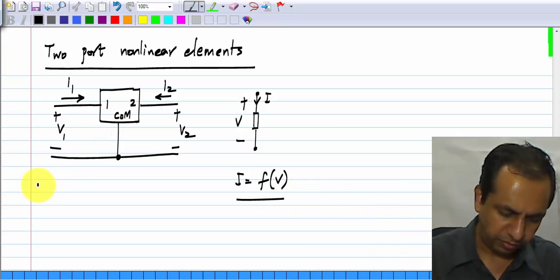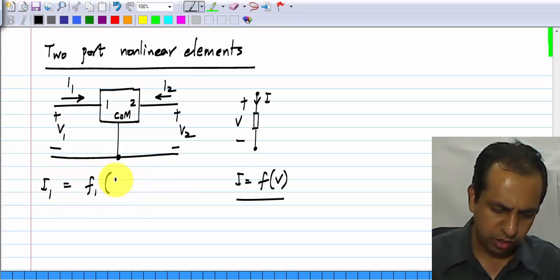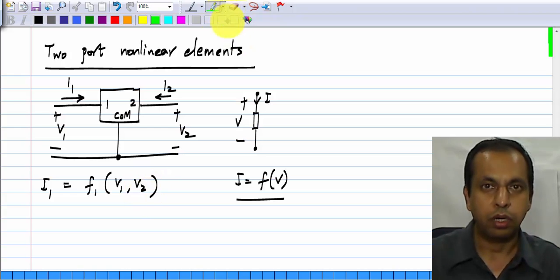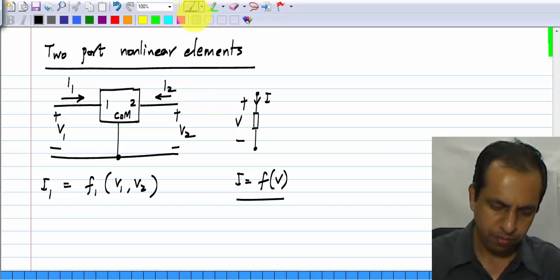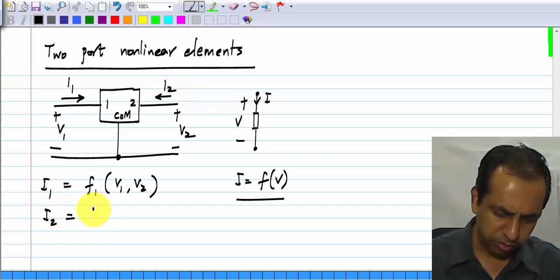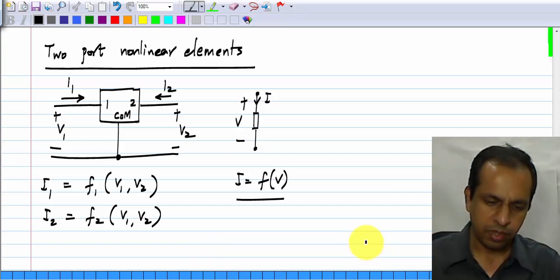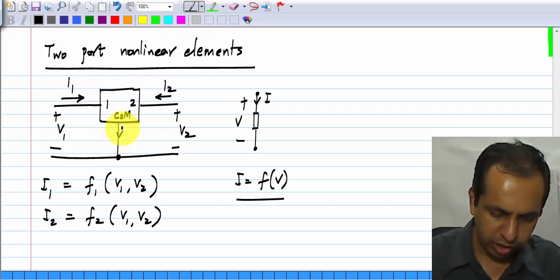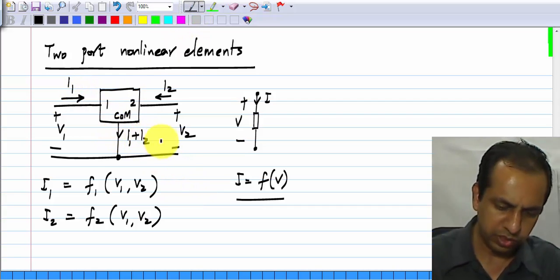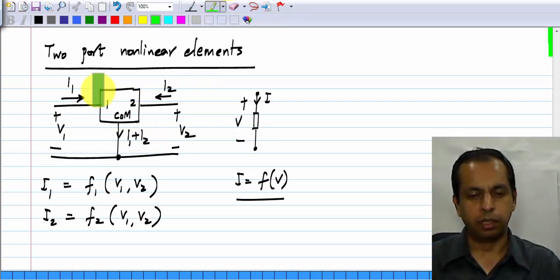And in this case, we will say that I1 is some function of both V1 and V2. All it says is that the current going into this depends on both V1 and V2, that is all. And similarly, I2 is another function, in general a different one, of V1 and V2. And by Kirchhoff's current law around this entire element, we know that the current coming out of this has to be equal to I1 plus I2.